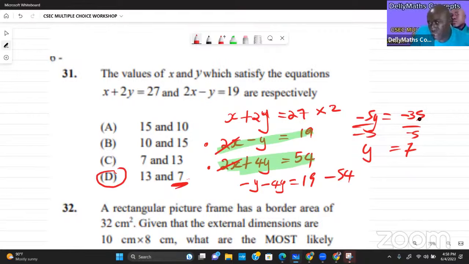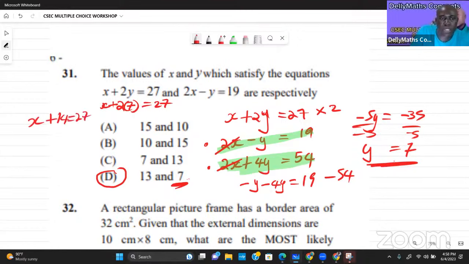Because I picked this one because that's what I have. If you're not sure, you want to check it back, you could just check the 7 if you want to do that. So you'd have x plus 2 times 7 minus 27. You could work it out, do a quick check. So x plus 14 equal to 27.